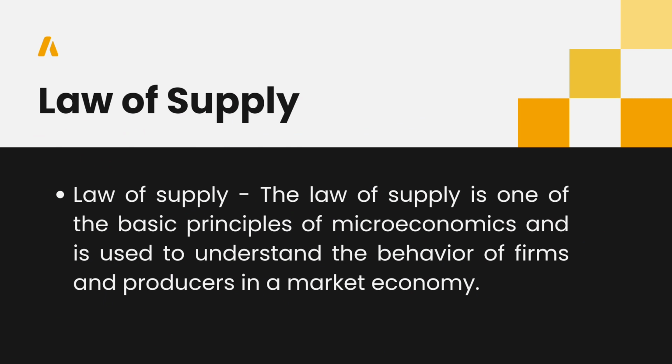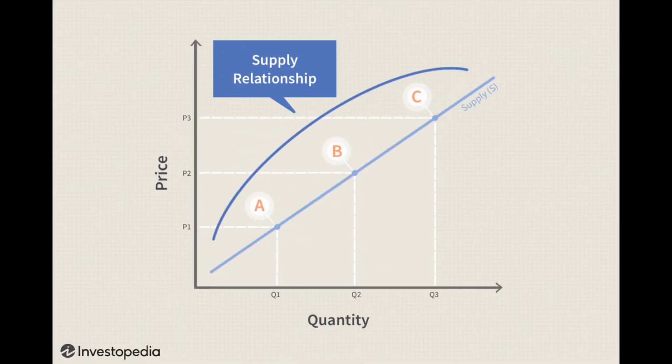Under the firm supply is the law of supply. The law of supply is one of the basic principles of microeconomics and is used to understand the behavior of firms and producers in a market economy. The law of supply states that there is a positive relationship between the price of a good or service and the quantity of that good or service that firms are willing and able to produce and sell.